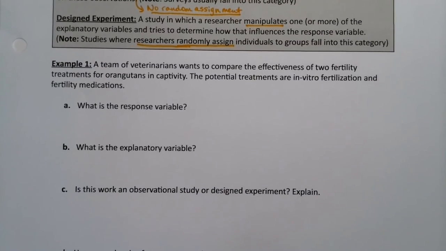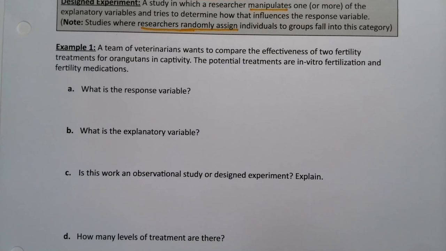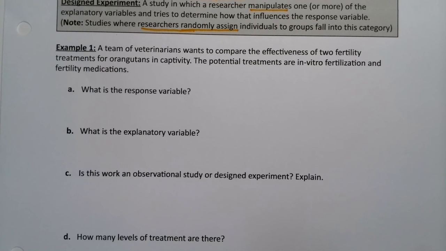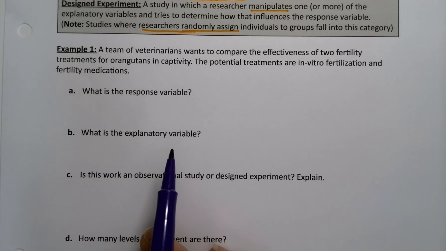Now, let's look at this in context because, of course, definitions are always better if we can attach a real life problem to it. So a team of veterinarians wants to compare the effectiveness of 2 fertility treatments for orangutans in captivity. The potential treatments are in vitro fertilization and fertility medications. What is the response variable and what is the explanatory variable?